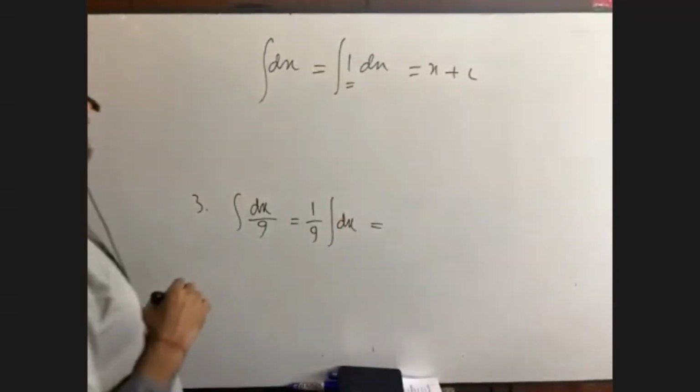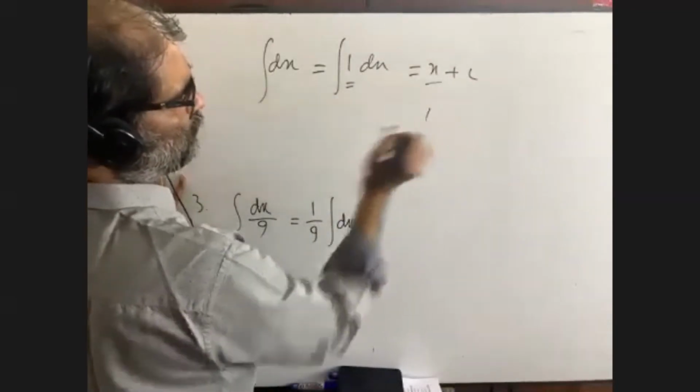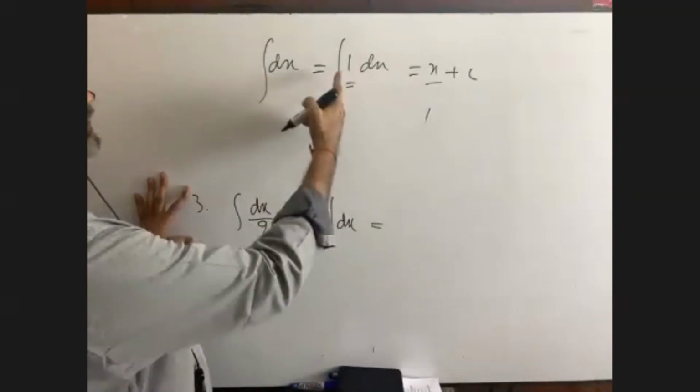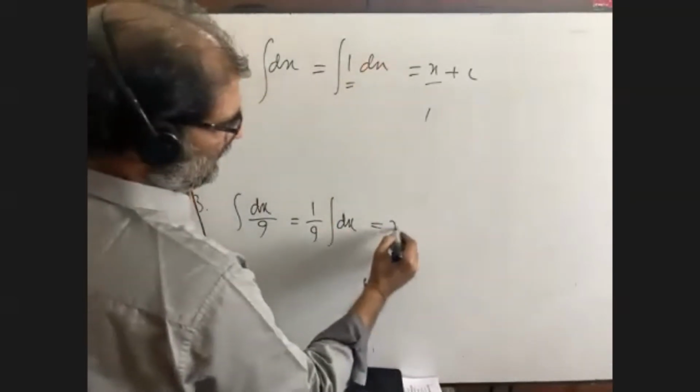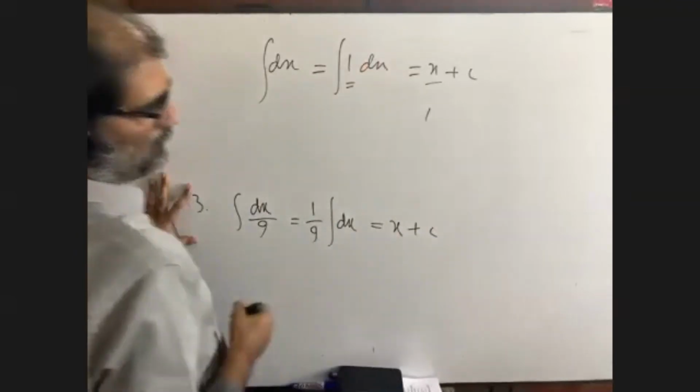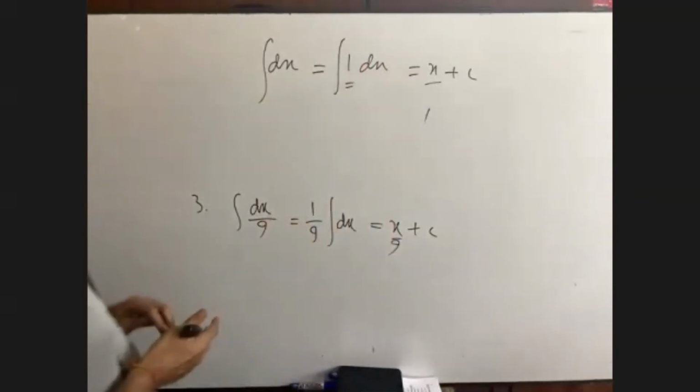Because if we go for finding the derivative of x, we will get only 1. Dx means 1 dx, so it is x. Sir, where will the 1/9 go? Oh, 1/9, yes, write down x by 9. It's okay.